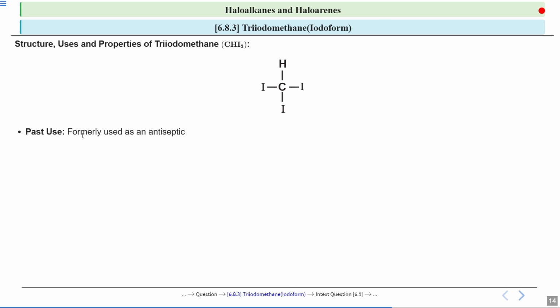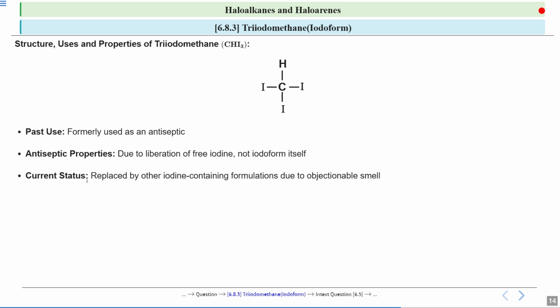Triiodomethane was formerly used as an antiseptic in the previous times. Its antiseptic properties are due to the liberation of free iodine. So it can liberate free iodine, and that's why it was used as an antiseptic in the past.